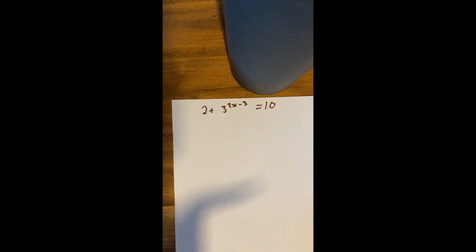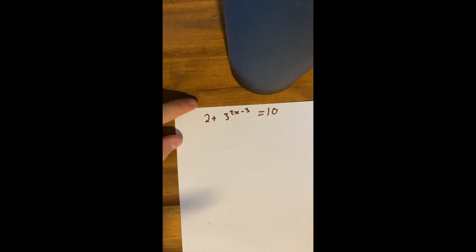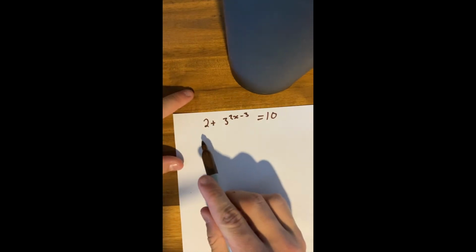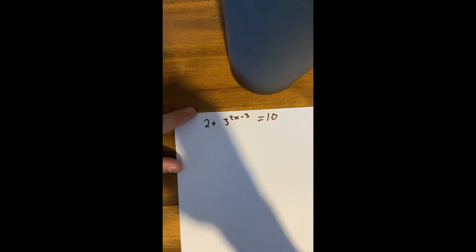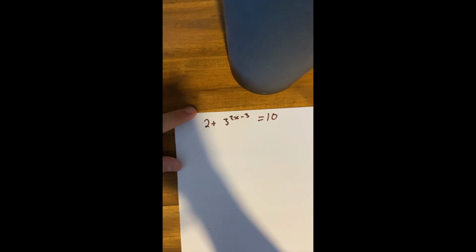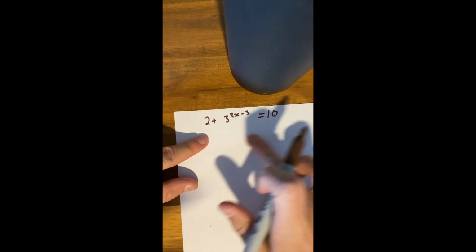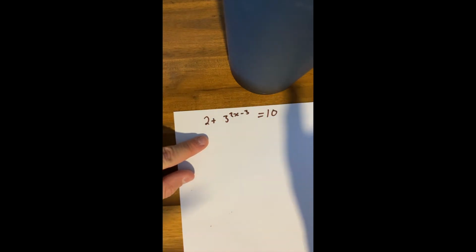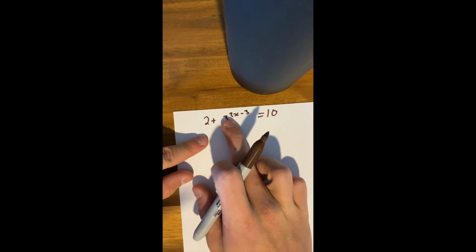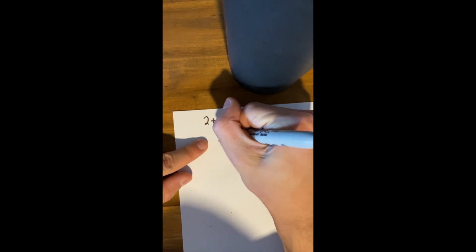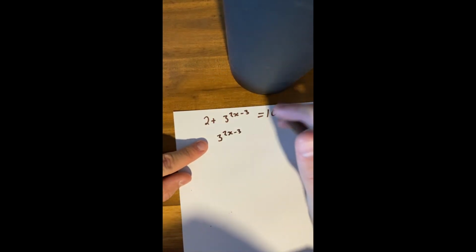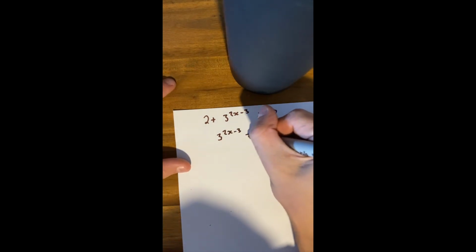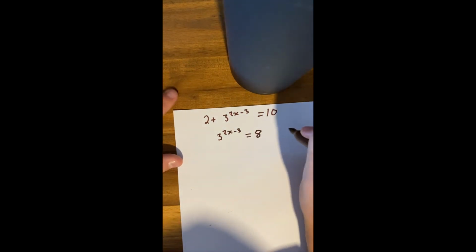Now we're going to look at a bit of a different example, but it's essentially the same thing, and we're using the same ideas and concepts as the previous ones. So the first thing we can see is that we've got a constant, so 2 plus 3 to the power of 2x minus 3. Now the first thing we want to do here is move the 2 to the other side. So we have all the constants on one side and the powers on the other. So if we do that, subtract 2 from both sides, we get 3 to the power of 2x minus 3 equals 8. And now it's the same thing.